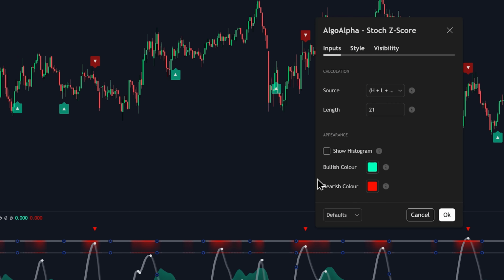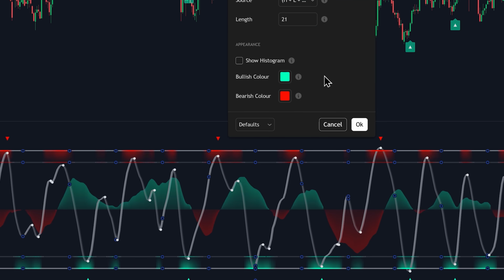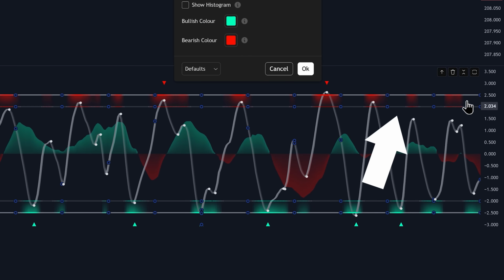If you want a clean chart, disable the histogram. If you're still learning the indicator and you want to understand what's happening under the hood, enable it so you can see the deviation intensity. The bands at +2 and +2.5 are the key interpretation zones, and they're the reason this tool is so clear.